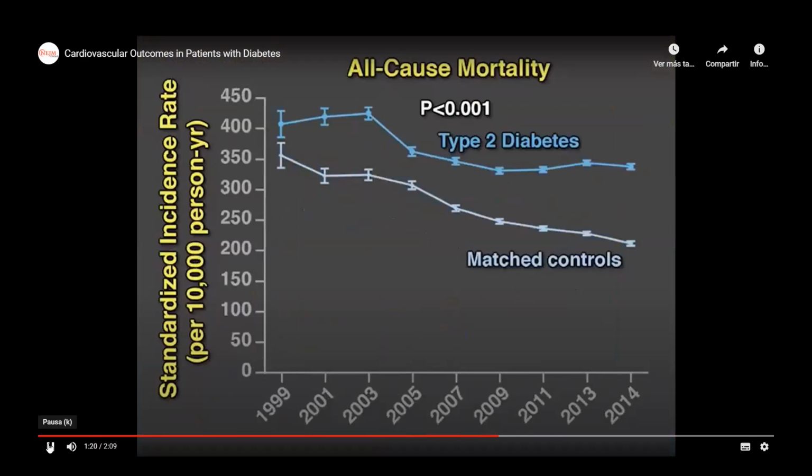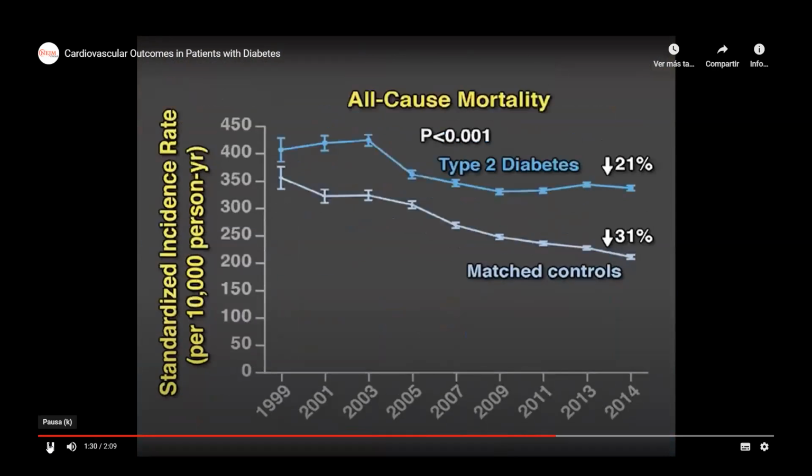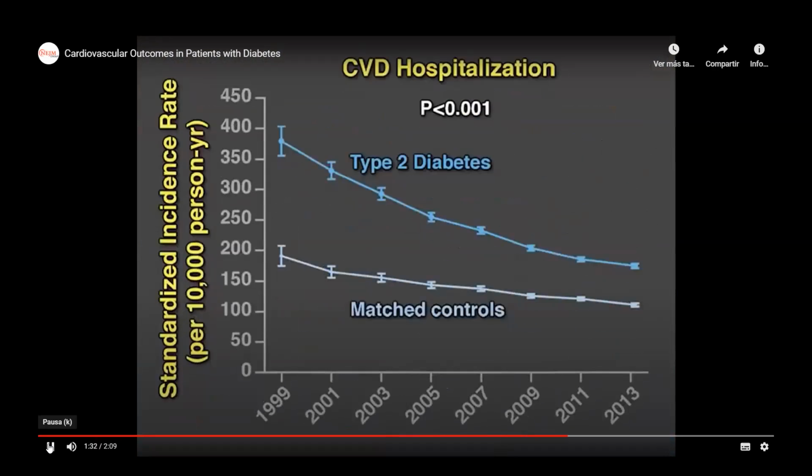The rate of all-cause mortality decreased by 21% among those with type 2 diabetes and by 31% among matched controls, a statistically significant difference that favored the control group. The rate of hospitalization for cardiovascular disease decreased by 44% among those with type 2 diabetes and by 29% among matched controls, a statistically significant difference that favored those with type 2 diabetes.